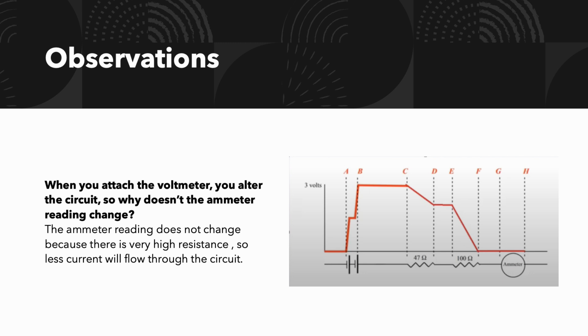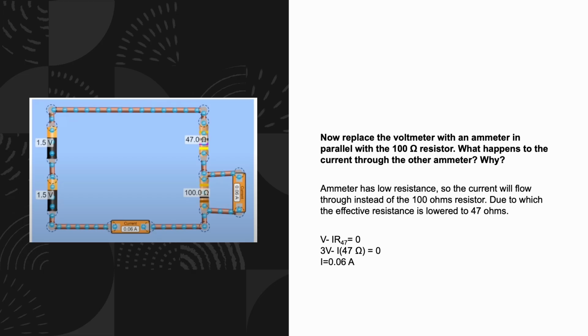For the question, the ammeter reading does not change because there's very high resistance, so less current will flow through the circuit. If you replace the voltmeter with an ammeter in parallel with the 100 ohm resistor, the ammeter has low resistance, so the current will flow through it instead of the 100 ohm resistor, due to which the effective resistance is lowered to 47 ohms. If you calculate the current, it's 0.06 ampere.